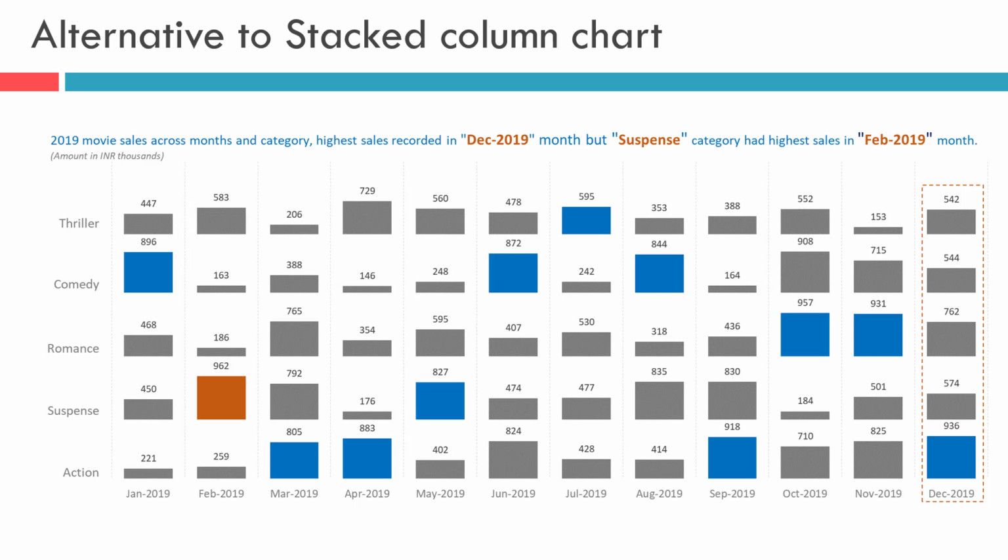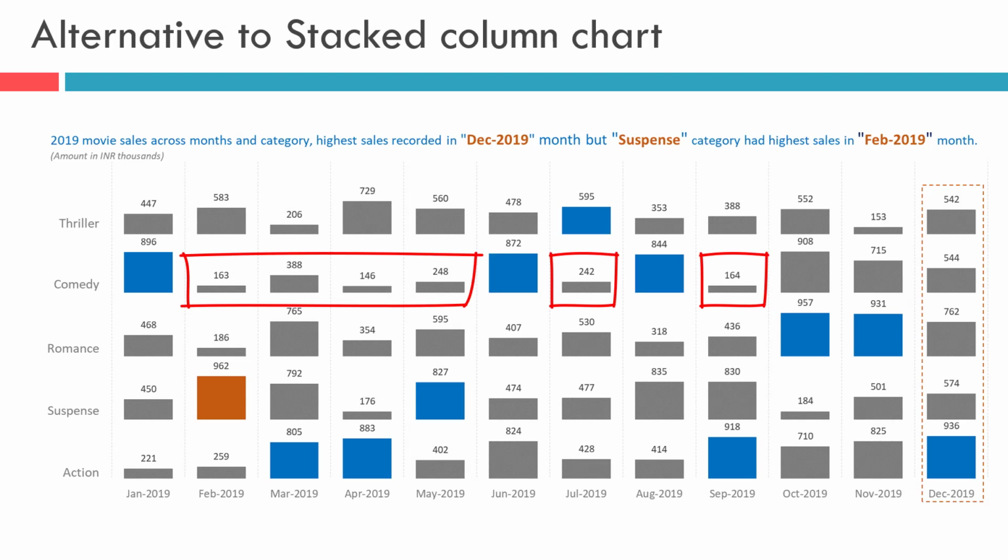For example, the first thing you would notice here is that we have a common starting base for sales from each category across the months. This makes it easier for the reader to understand sales trend across the months for each category of movies. For example, you would notice that sales for comedy category has been low in almost 6 of the months.